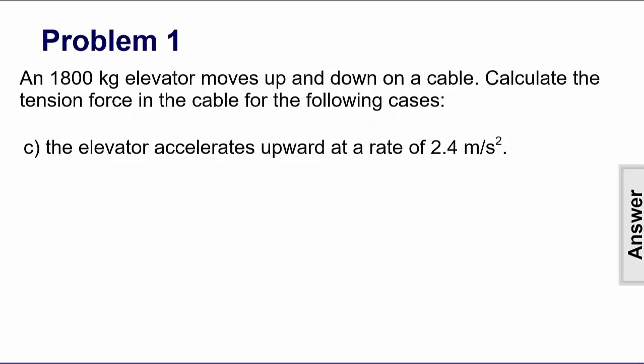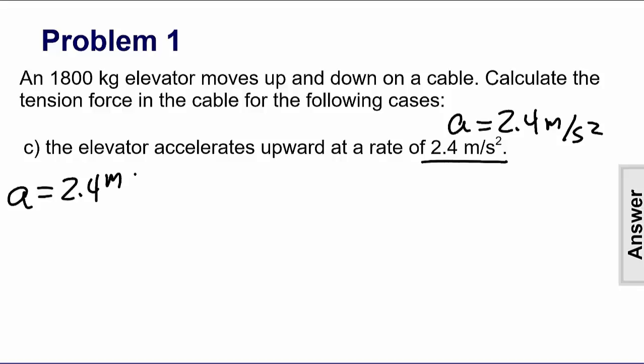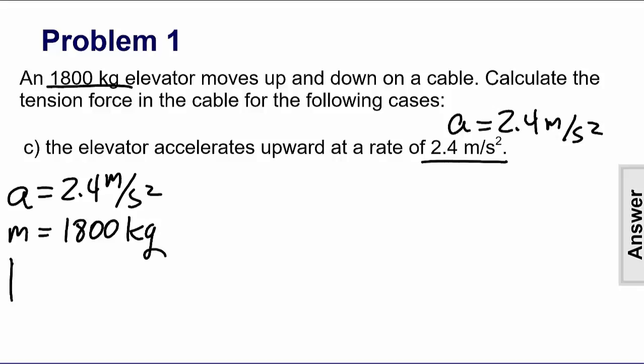In part C, the elevator accelerates upward at a rate of 2.4 meters per second squared. Okay, now we know that the acceleration is 2.4 meters per second squared. Let's add that to our list of information. We know the mass is 1800 kilograms, and we're still looking for the tension force in the cable.